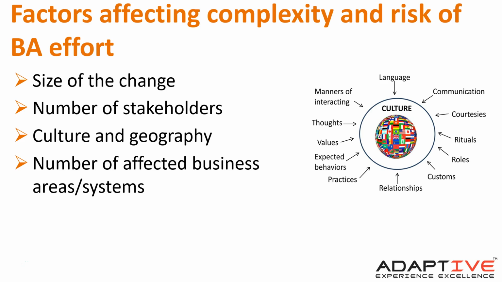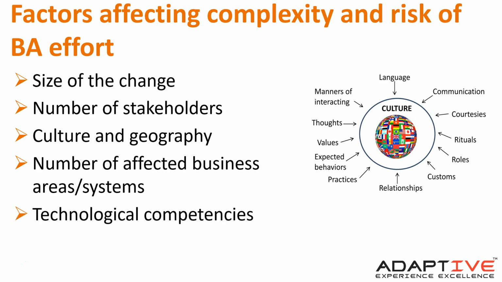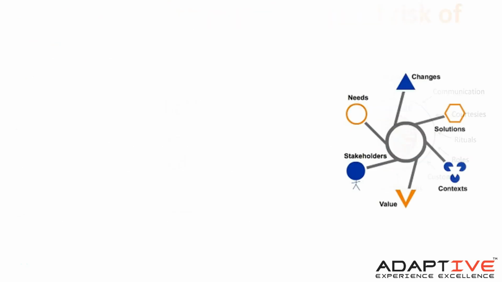How many people, how many business areas, how many systems, the size of the change is also associated with that. Technological competencies. You don't have to be highly technologically competent for a specific change, but you have to have resources available to you that are, or you have higher risk. And it's harder to get the right detail.